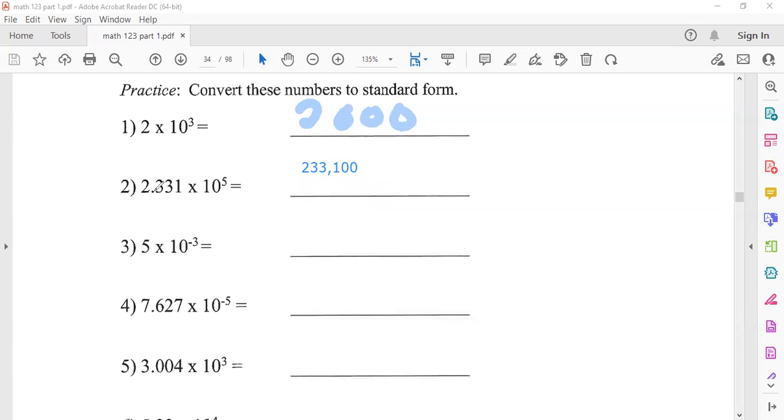So it went 1, 2, 3, 4, 5. So I got 2 spots. That's why I had to add 2 zeros.